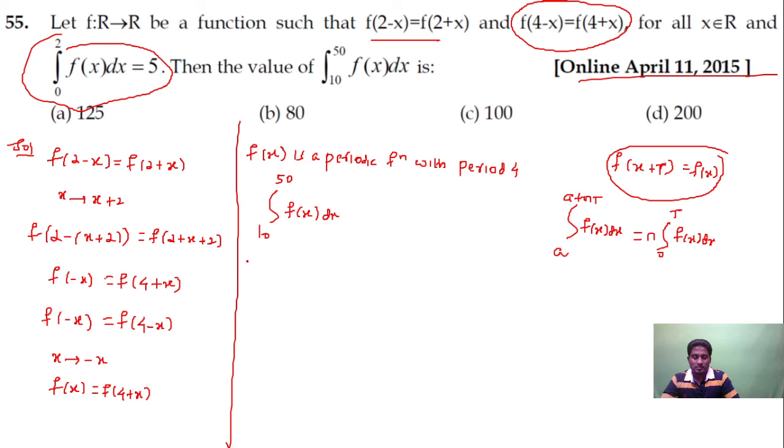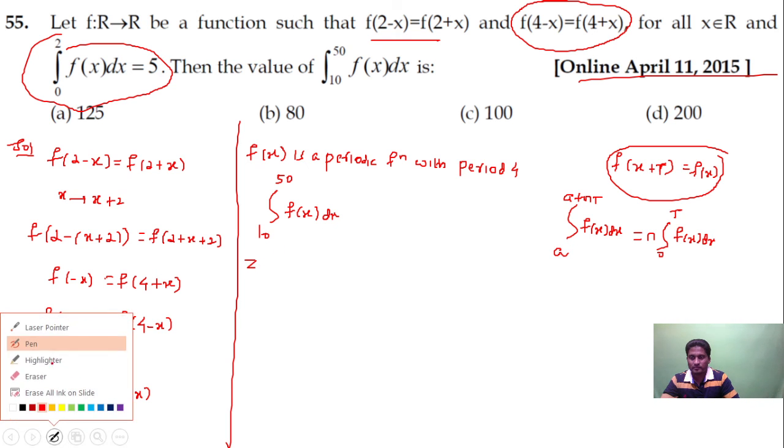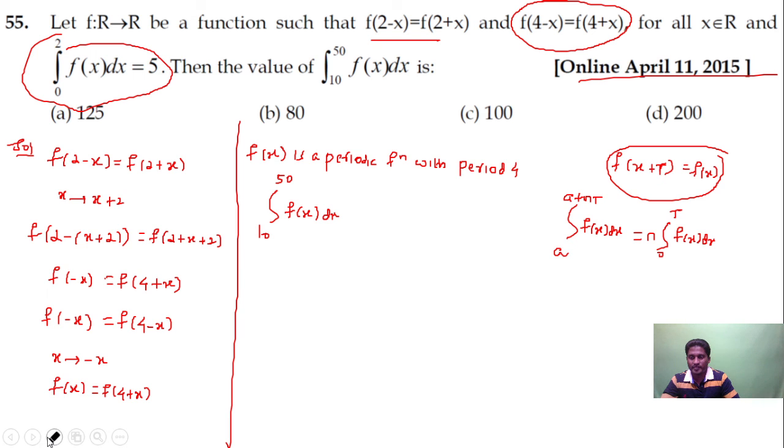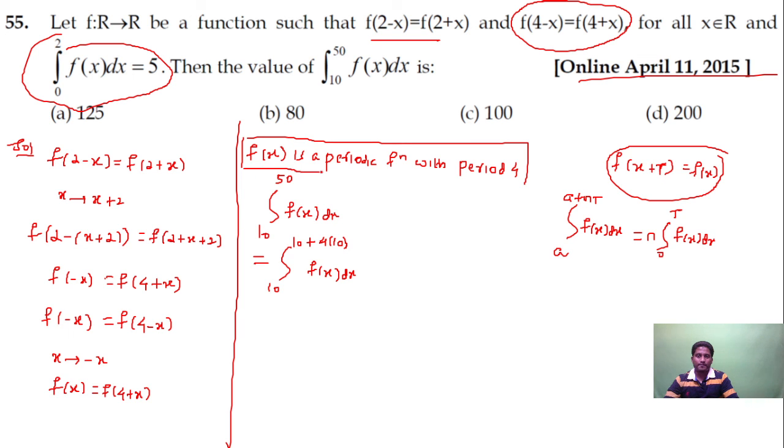So 10 to 50 can be written as the integration from 10 to 10 plus 4 into 10, both are same, right? This is of the form a to a plus nt, so it can be written as n times the integral from 0 to t. T will be the period, and we already proved that f of x is a periodic function with period 4. So this can be written as 10 times the integral from 0 to 4 of f of x dx.